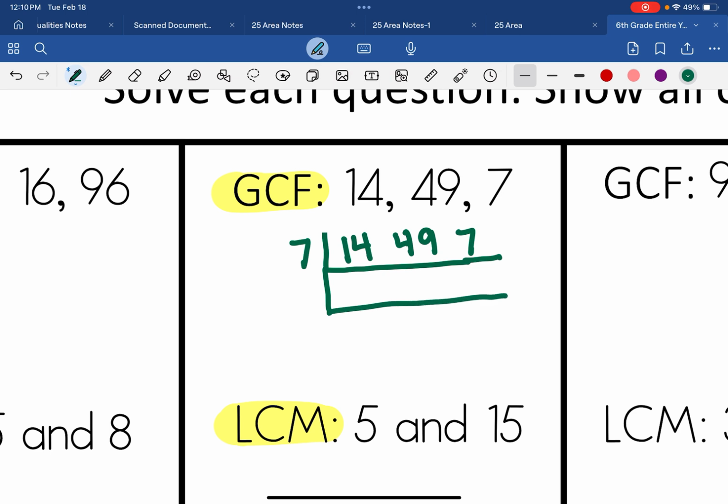Then I would draw another ladder. So I'm going to do 14 divided by 7, which is 2. What's 49 divided by 7? It is 7. What is 7 divided by 7? 1. Now, these down here are all prime numbers, so none of them can go into anything except 1. So now, for GCF, you're going to highlight the edge and multiply those two numbers. So your answer here would be 7.